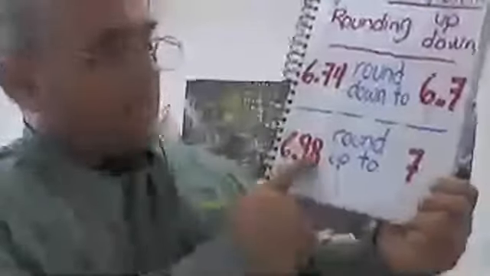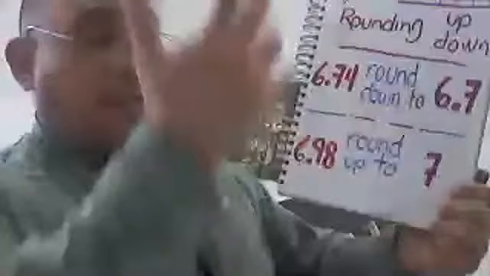Here we are, round up to, and then here 6.98. Here you have 698. Now this 8 lets me go to the next number here. So this would be a 0, and this 9 would let me jump the 6 to the next number. So that turns into a 7. Okay, very good.